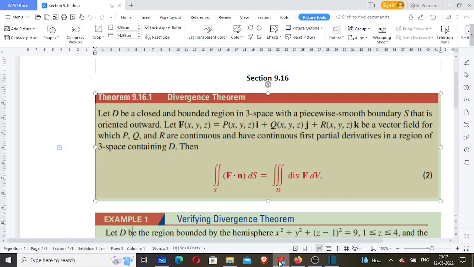Good afternoon all. Last day we have done the volume integral. Now its application is the divergence theorem. It's the last section of vector calculus in your syllabus.